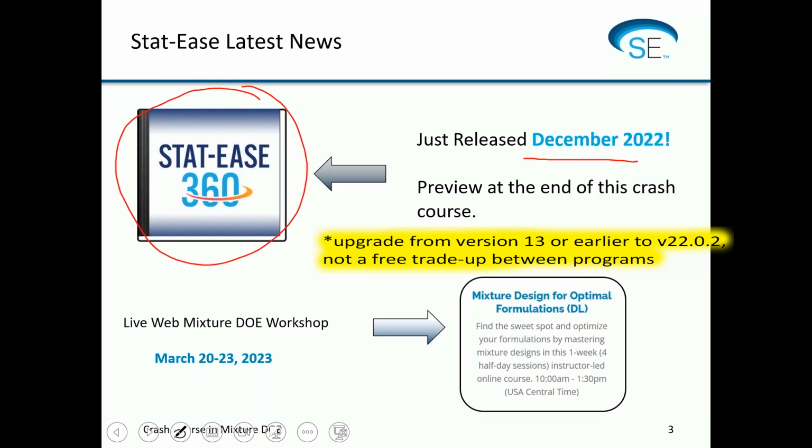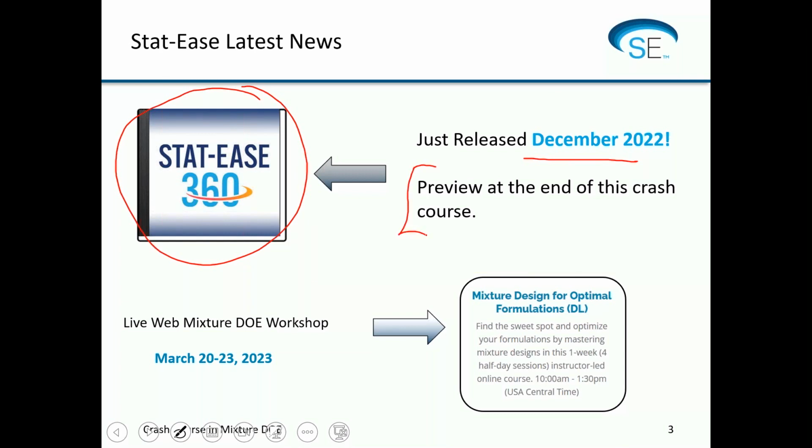I will give a very small preview of this. Mostly, I'm just going to preview the features that are useful for mixture designs. I'm not going to go through every little thing that we put in there, but there are a couple things that are nice for those of you that are doing mixture DOE on a regular basis.